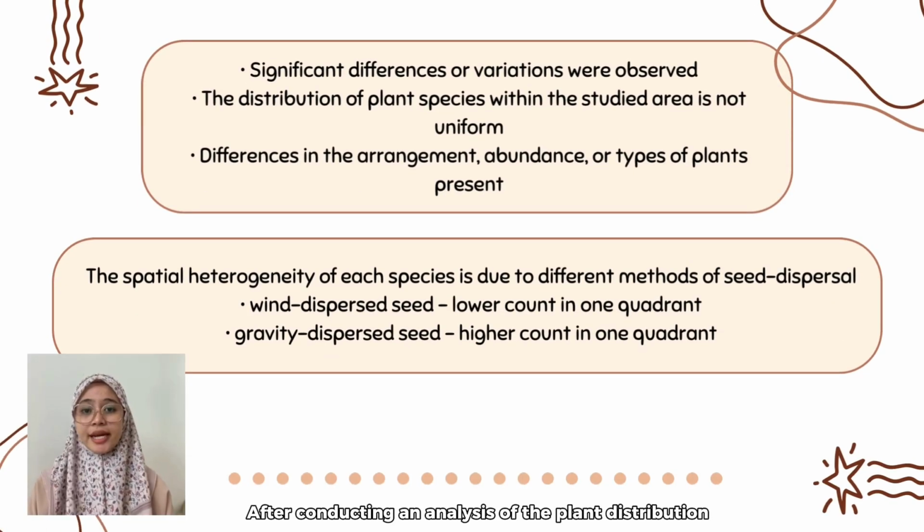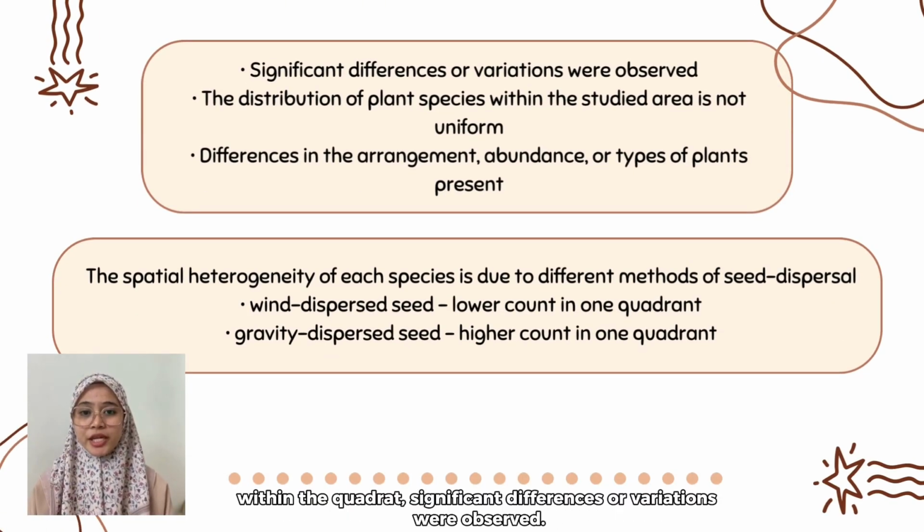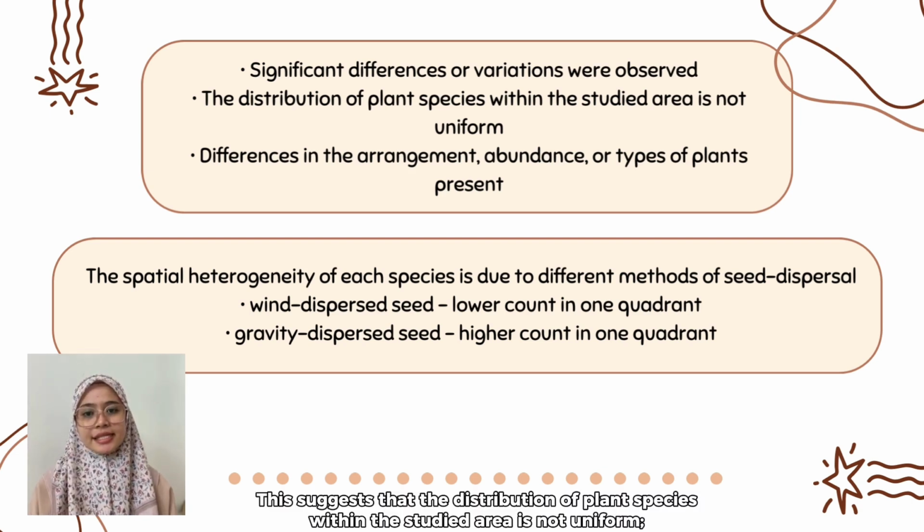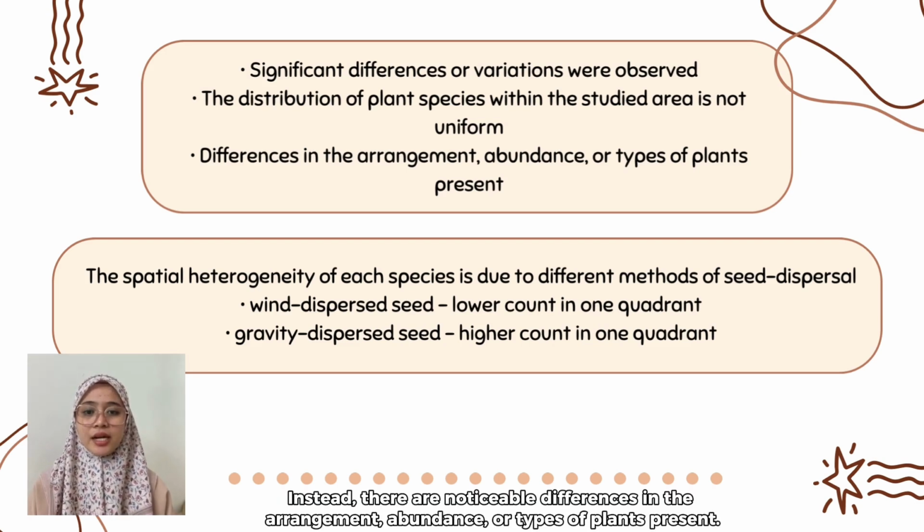After conducting an analysis of the plant distribution within the quadrat, significant difference or variance was observed. This suggests that the distribution of the plant species within the studied area is not uniform. Instead, there are noticeable differences in the arrangement, abundance, or type of plants present.